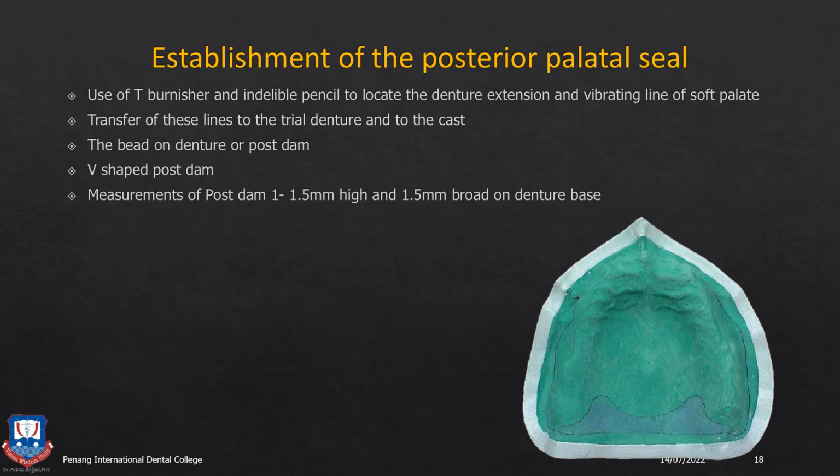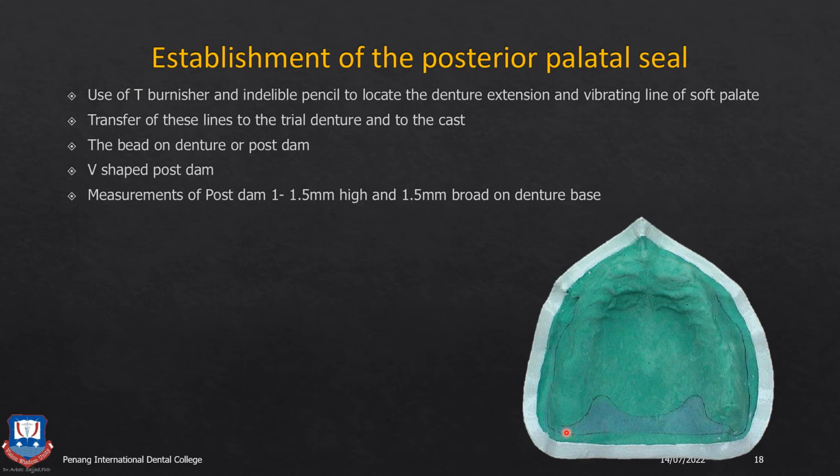Next, after the horizontal and vertical jaw relationship record verification, you should also check the post-dam area. This is very important. The post-dam area, usually you will check and verify at the time of the secondary impression. Using a T-burnisher, you will palpate the posterior palatal seal post-dam area, and you will identify the anterior vibrating line, the posterior vibrating line, and the palpable soft tissues of the hard and the soft palate in this area. They are marked on the impression, and this is transferred to the final master cast.